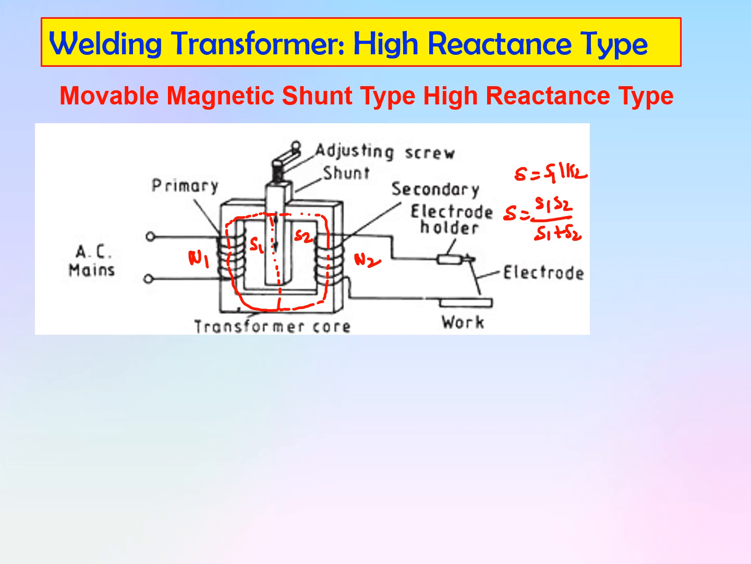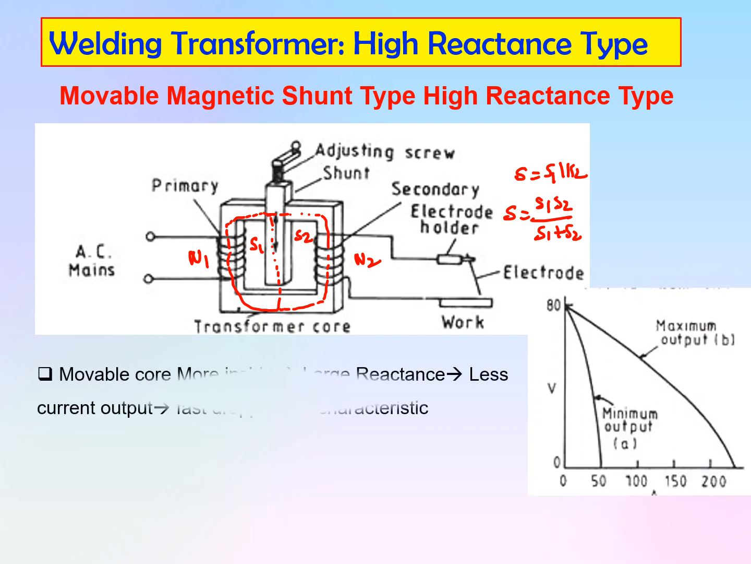So if we change the core position, let's see what will happen. If we move the core inside, this air gap is reduced. As the air gap is reduced, the value of S1 is going to reduce. Since inductance is equal to N square upon S, as S reduces, it will give a large inductance. So large inductance means XL increases and current decreases. So you will observe less output current on this side.